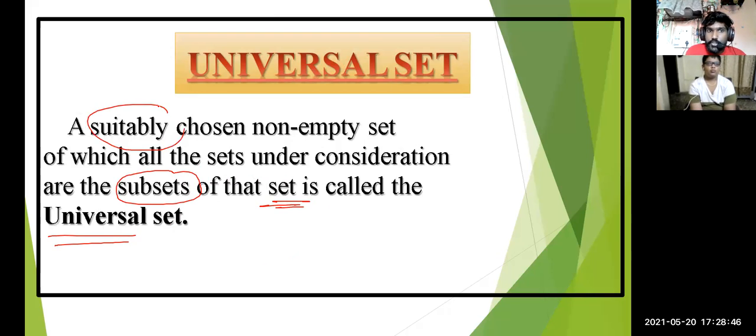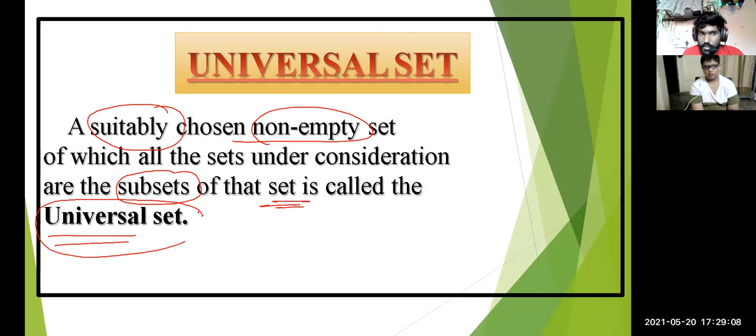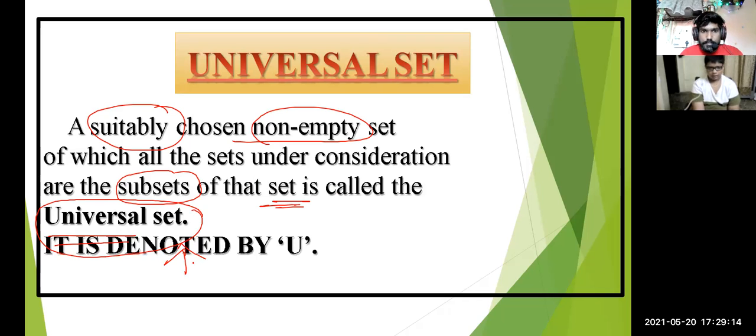So a suitably chosen non-empty set. Non-empty set means something has to be inside it. A non-empty set of which all other sets should be a subset of that main set. So you have a main set and all the rest of the sets should be subsets of your main set. Then that main set, you call it a universal set. Usually the universal set is denoted by the capital letter U. So whenever you see a set denoted by capital U, it is usually the universal set.